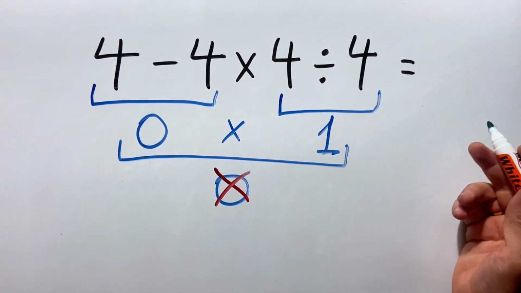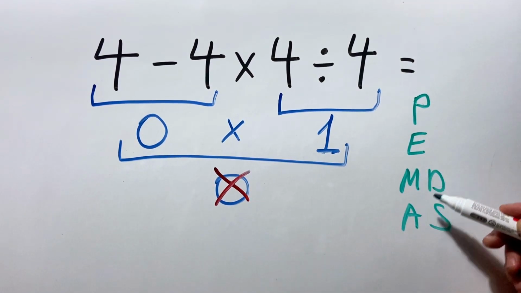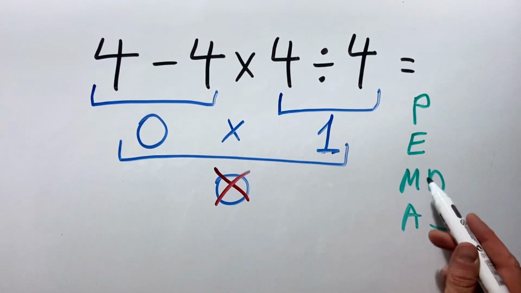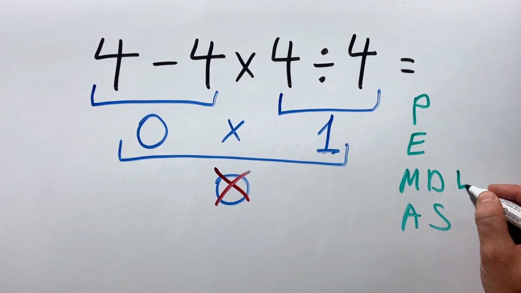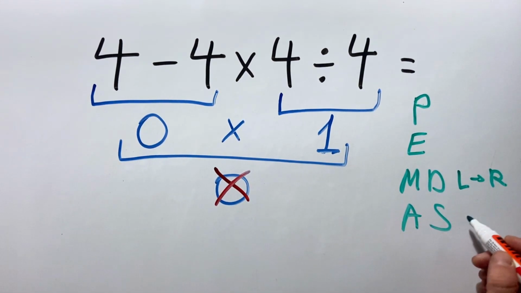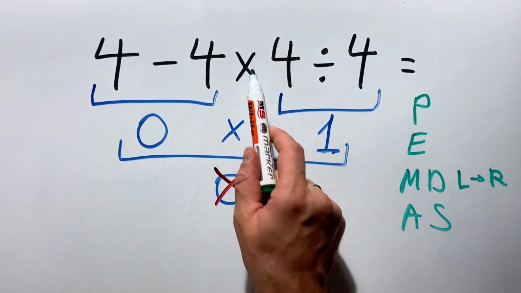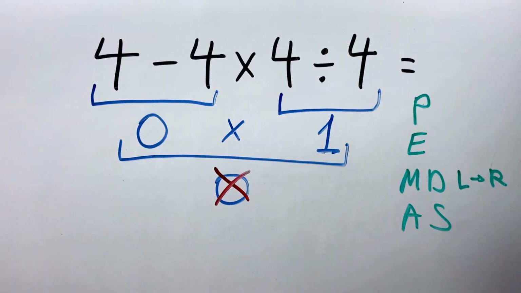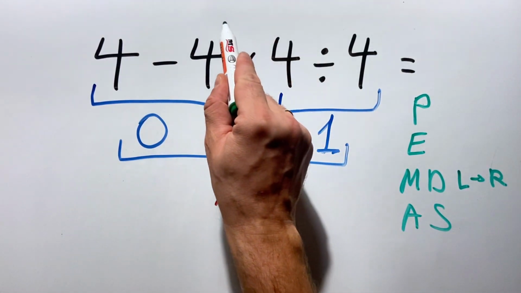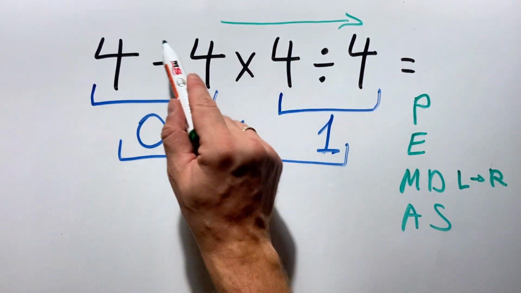According to the order of operations, which is PEMDAS, or Please Excuse My Dear Aunt Sally, multiplication and division have equal priority and must be done from left to right, and they also have higher priority over addition and subtraction. In our case, we have multiplication and division and we have subtraction. Therefore, we must first do the multiplication and division from left to right, and only at the end we do the subtraction.